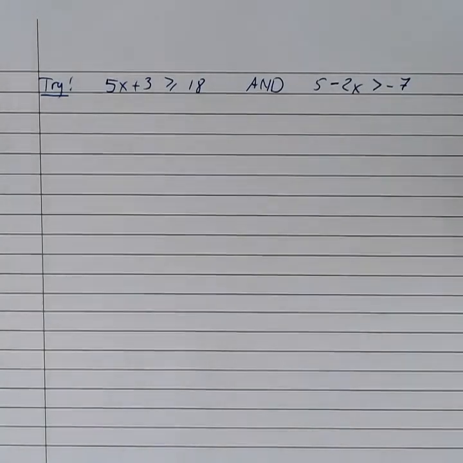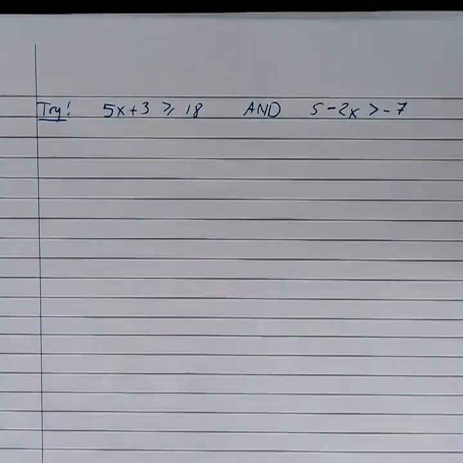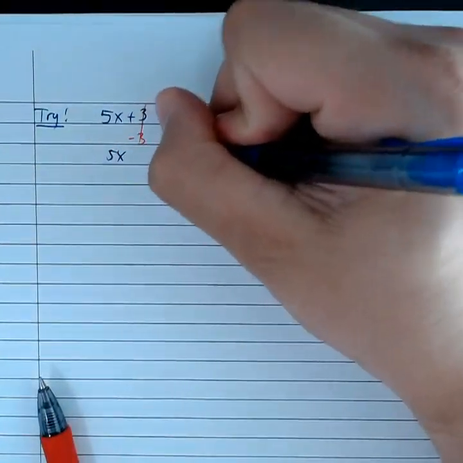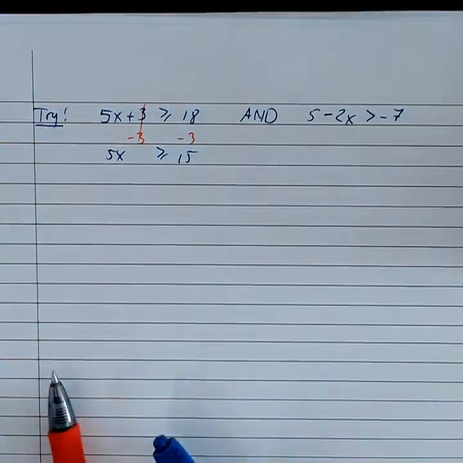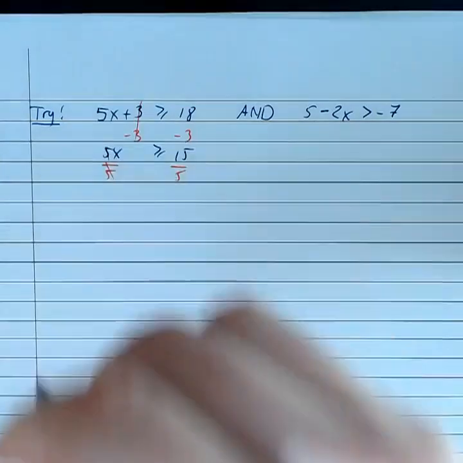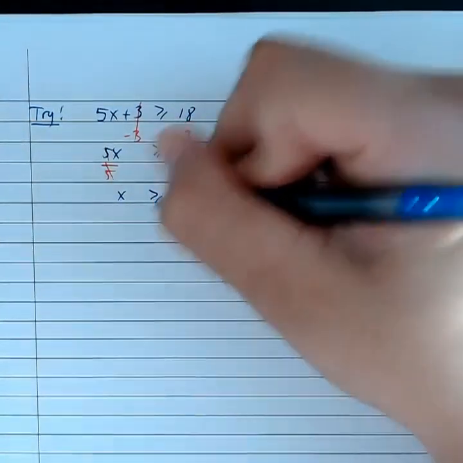All right, let's take a look. We're going to solve each on its own. So right here, let's go ahead and subtract 3 from both sides. That goes away. And that'll give us 5x is greater than or equal to 15. And then divide both sides by 5. That'll give us x is greater than or equal to 3.